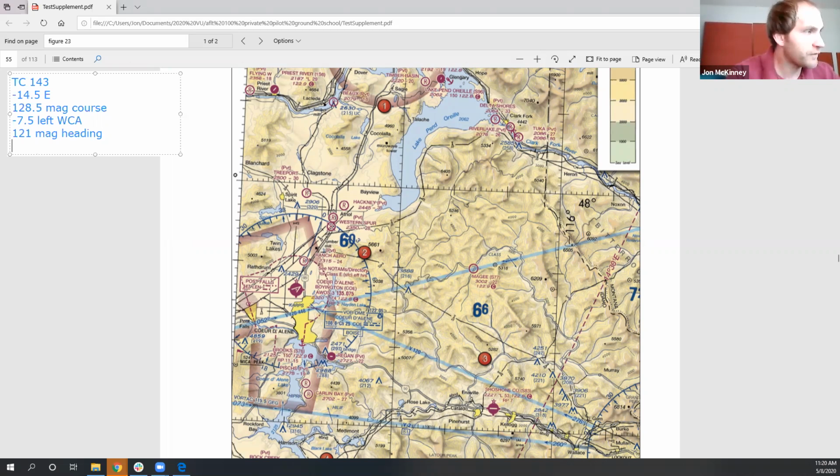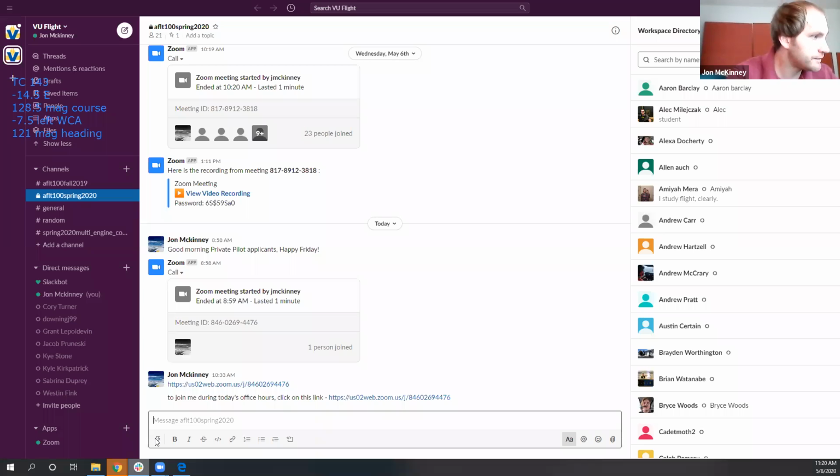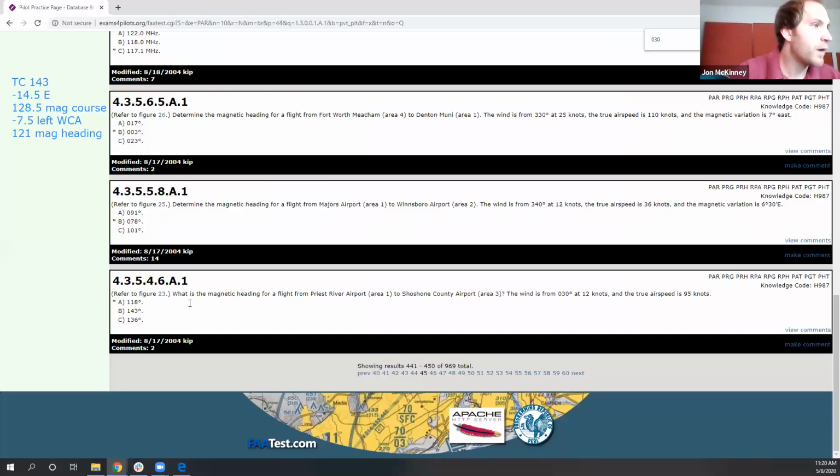So just for kicks, let's look at our possible answers. Okay, so what is the magnetic heading for a flight from Priest River 1 to Shoshone County Airport? The wind is 030 at 12 knots, true airspeed is 95 knots. And they say the correct answer is 118. We are currently getting an answer of 121. We're only 3 degrees off.